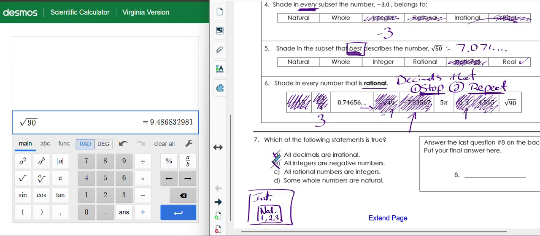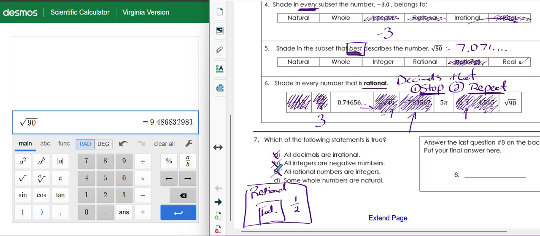All rational numbers are integers. I'm going to draw another version of this diagram. Rational numbers is the big group, and inside of that we have integers. So that's saying everything in rational numbers is also in integers. Well, 1/2 is a decimal that stops, so it's rational, but it's not an integer. That doesn't include any decimals.